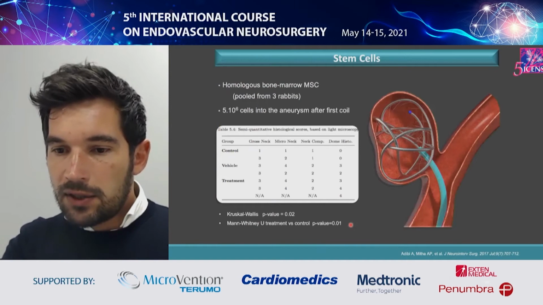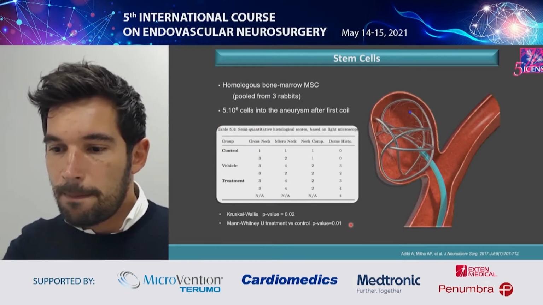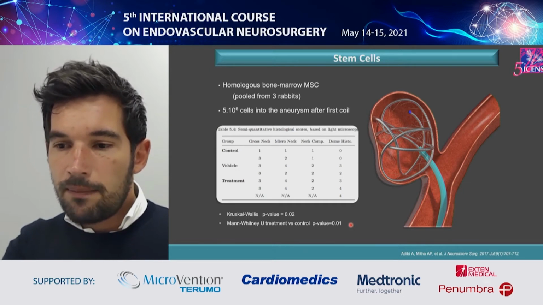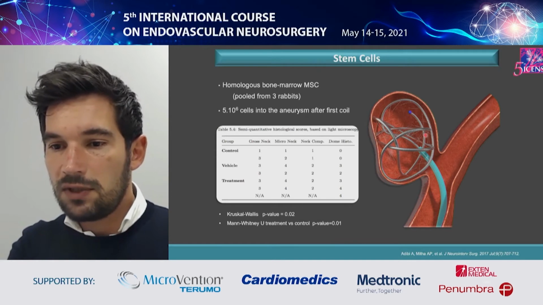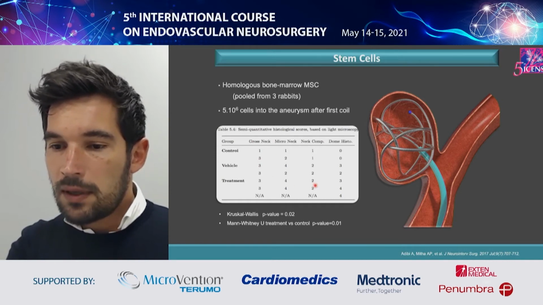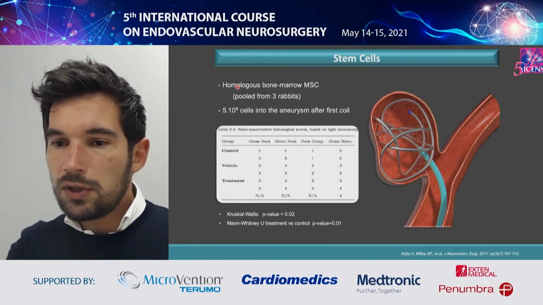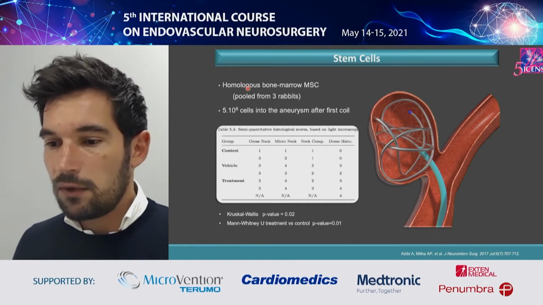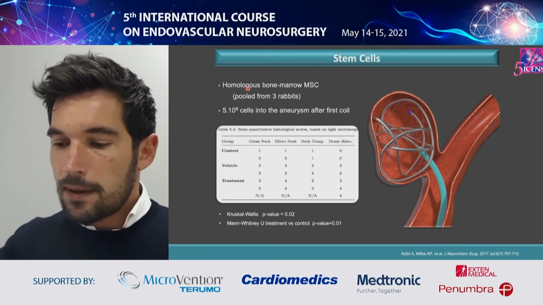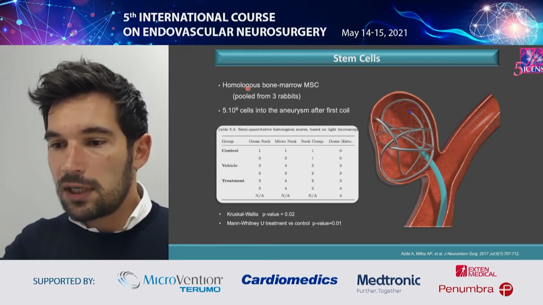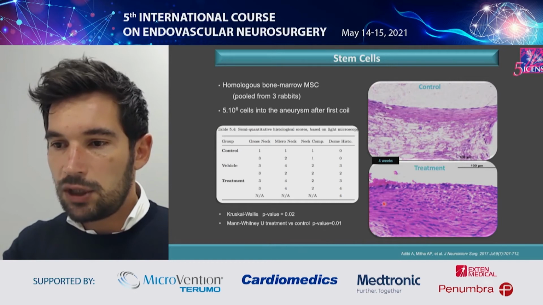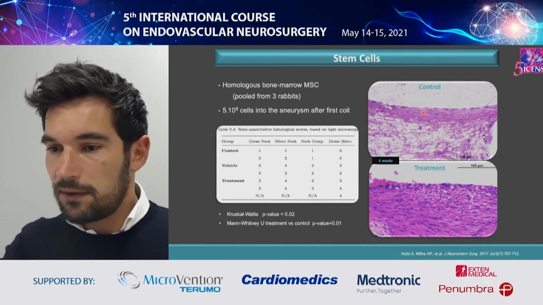Another option, developed by the Toronto team, uses homologous bone marrow mesenchymal stem cells in rabbits. They first put coils into the sac of the aneurysm, and then 5 million cells into the aneurysm after the coils. They obtained much greater healing of the aneurysms. The problem with using homologous instead of autologous cells is that there is a risk of graft rejection in humans. You would need to use immunosuppressive treatment, which is probably not an option for aneurysm treatment. But they observed greater healing. You can see here the thickness of the neointimalization compared to control, so there is a great impact of this technique.